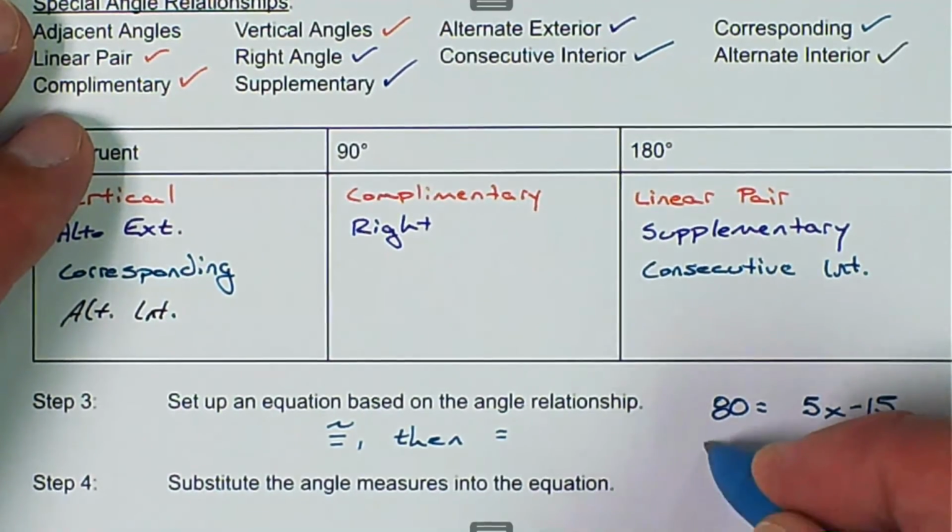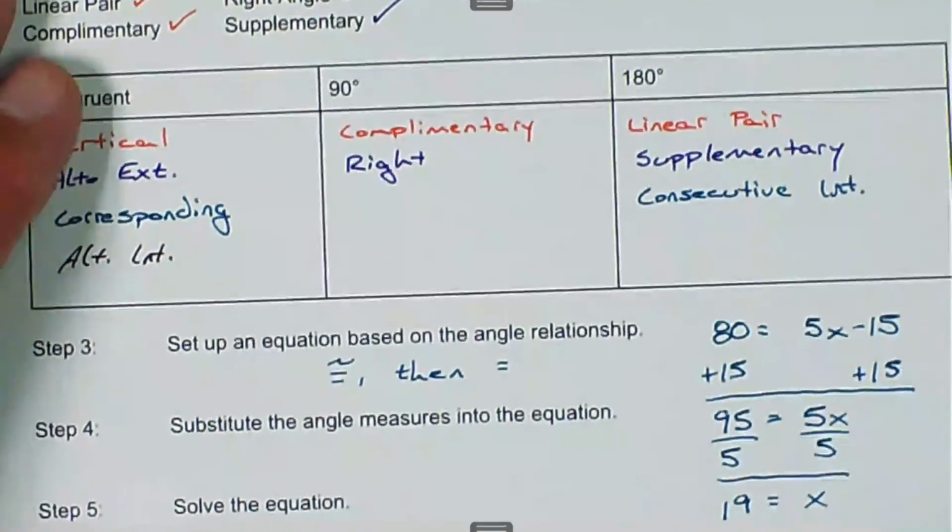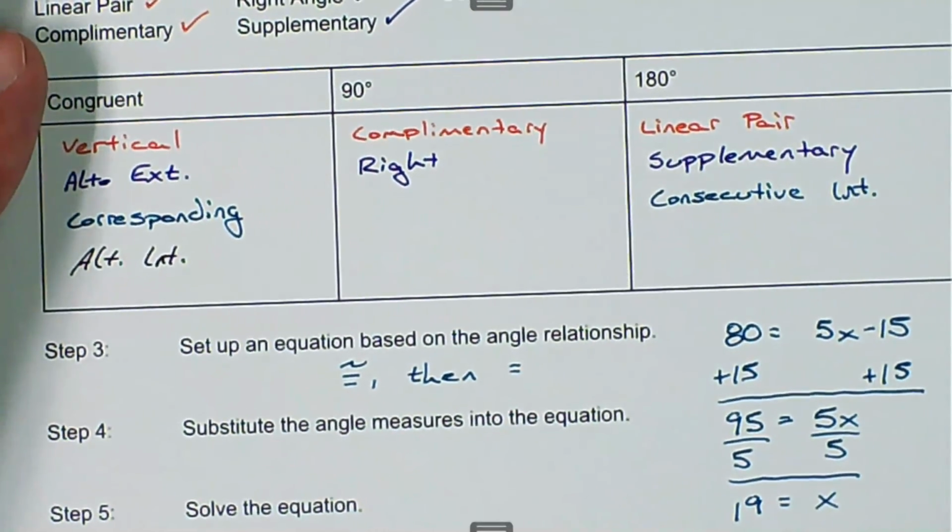So we're going to add 15, and then we get 95. And we divide both sides by 5. And in this case, we get 95 divided by 5, which is 19. So we get x is equal to 19.